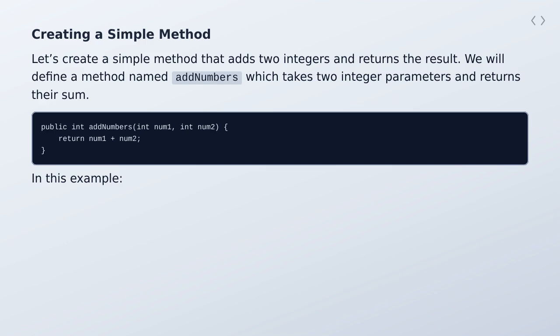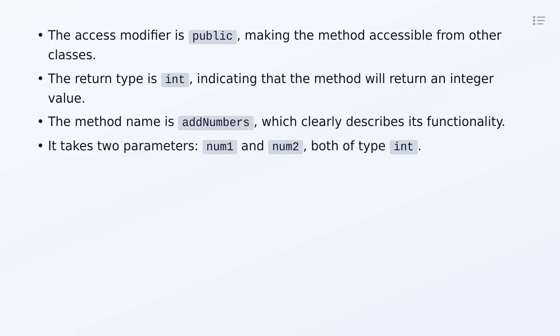In this example, let's walk through the main points. First, the access modifier is public, making the method accessible from other classes. Next, the return type is int, indicating that the method will return an integer value. Also, the method name is addNumbers, which clearly describes its functionality. The full list is on the slide if you want to review it.